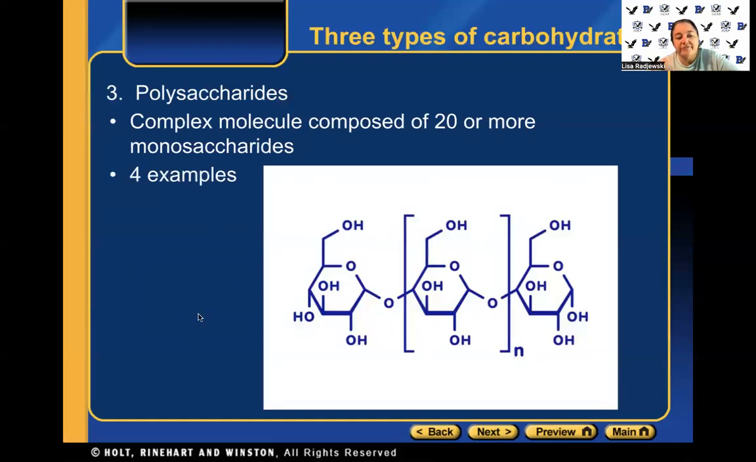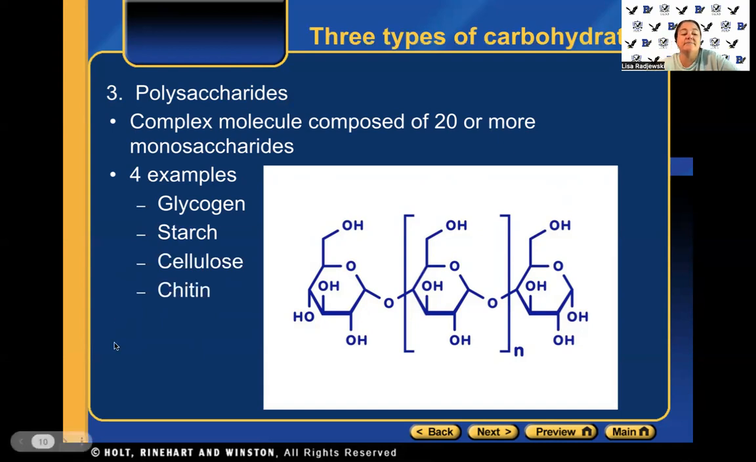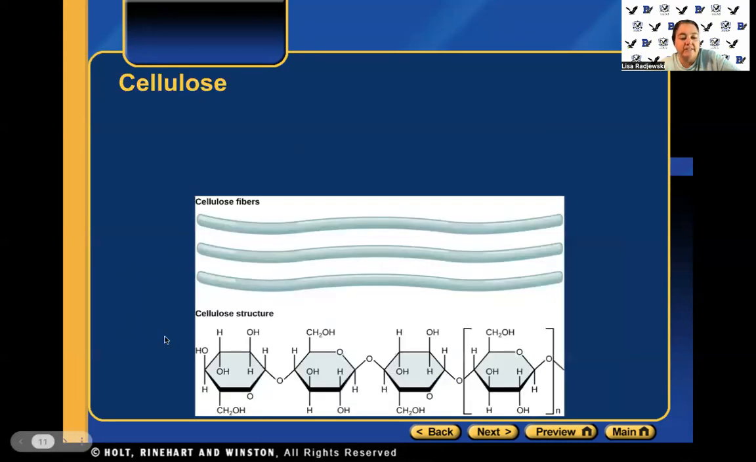Okay, there are 4 examples of polysaccharides: glycogen, so we're going to go through each one of these, starch, cellulose, we're not going to do it in this order though, and chitin. So you need to know the differences between these 4 polysaccharides. All right, first one is cellulose.